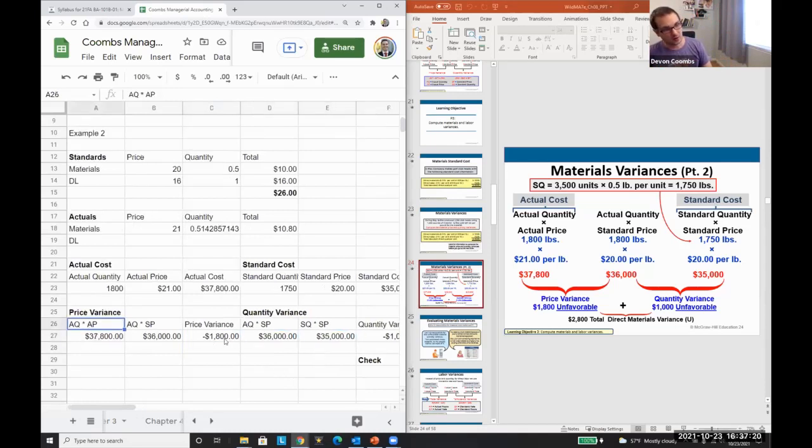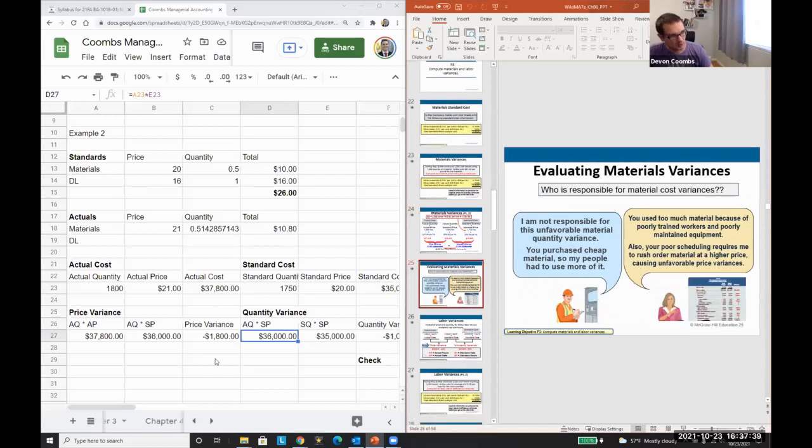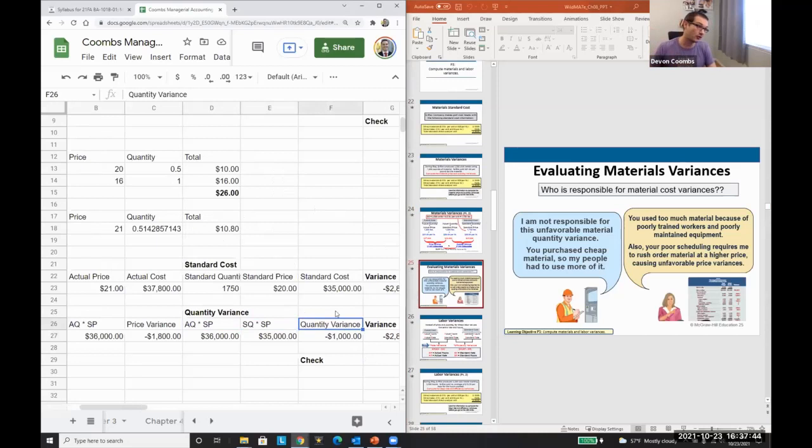And we just follow these equations: actual quantity times actual price, actual quantity times standard price, and then take the difference. Does it make sense? Any questions? Okay. Then we evaluate it. What went wrong here? Maybe we paid too much. Maybe our workers are new and they need to be trained better.